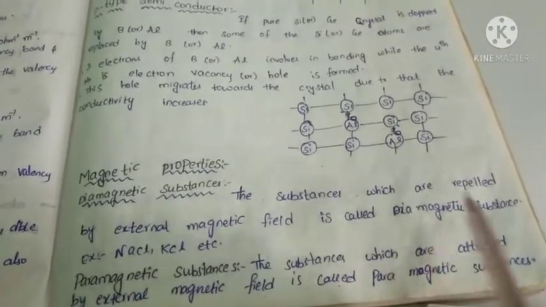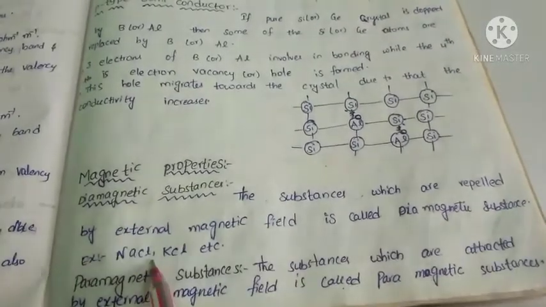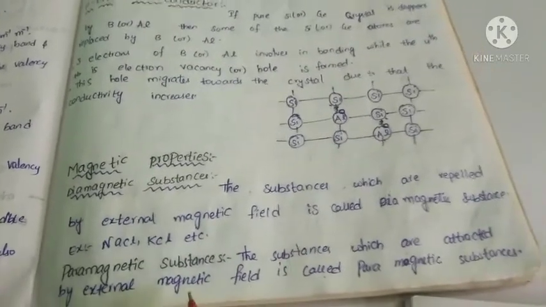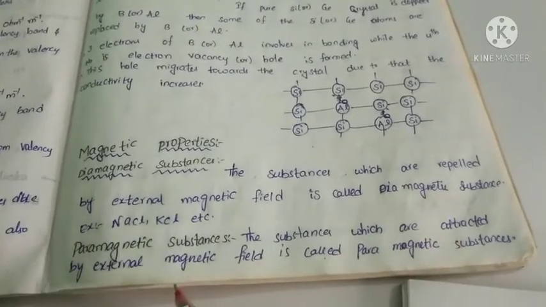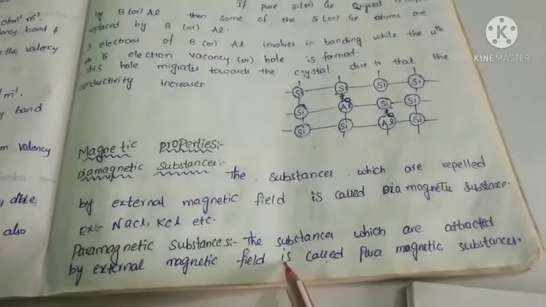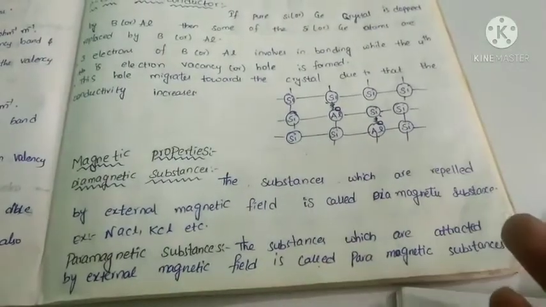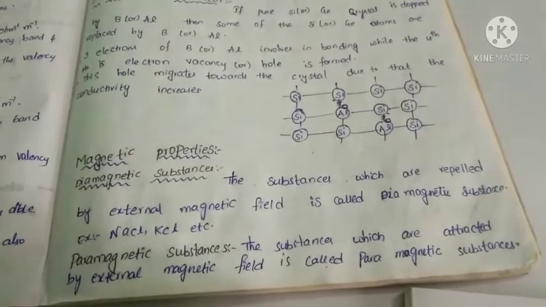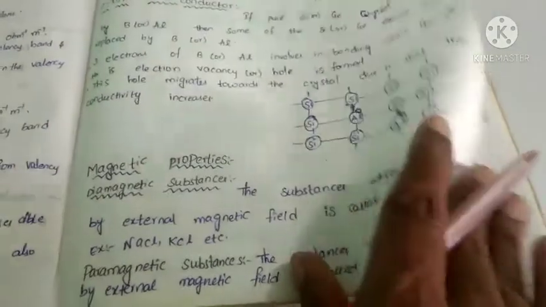The substances which are repelled by external magnetic field are called diamagnetic substances. Example, NaCl, KCl. These are diamagnetic substances. Paramagnetic substances are the substances which are attracted by external magnetic field. That means when you apply a magnetic field to the substance, that substance is attracted towards that magnetic field. That is called paramagnetic substances. We know these two definitions very well. Now another definition is there.